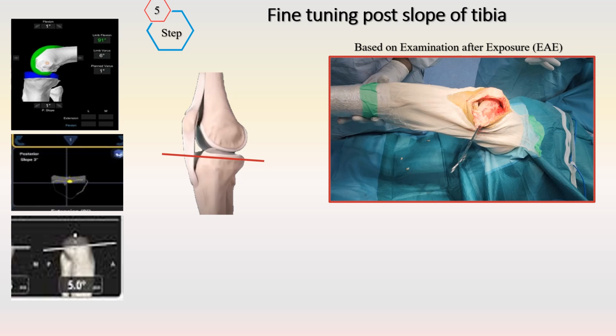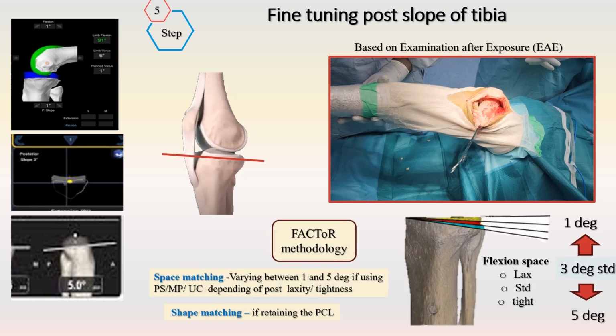We can do the same thing with the factor methodology as well, and this we call space matching. So when we use any PS design, a middle pivot, or an ultra congruent design, we want to vary the slope between 1 and 5 degrees of posterior slope depending on the posterior laxity or the tightness. Now you must keep in mind that the PCL and the posterior slope are closely related in any knee.